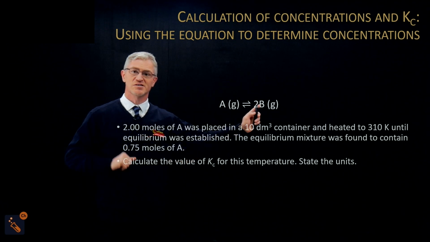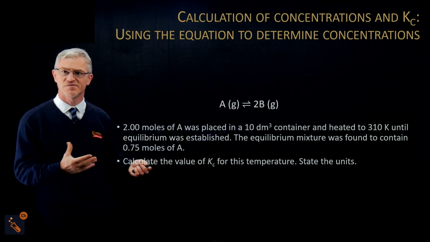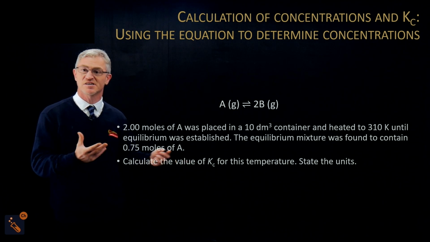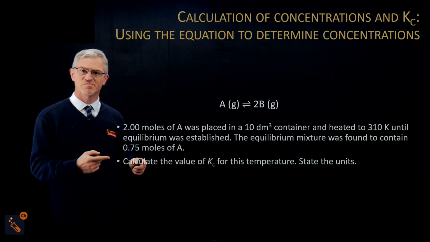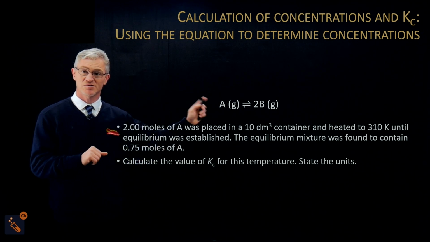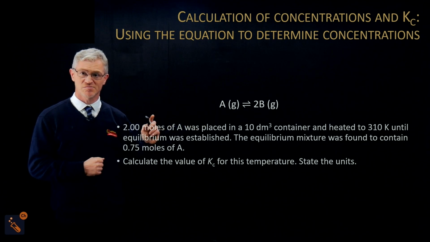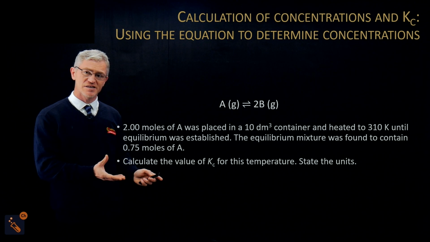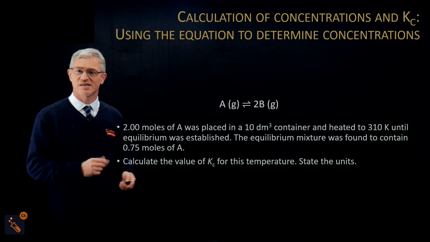Again, we've been given this question 310 Kelvin, that's irrelevant because it doesn't make any difference to the calculation. So the equilibrium mixture was found to contain 0.75 moles of A. So we know how much we've got of A, we know what we started with of A, but we don't have B. So calculate the value of Kc for this, so you've got to use the Kc equation.